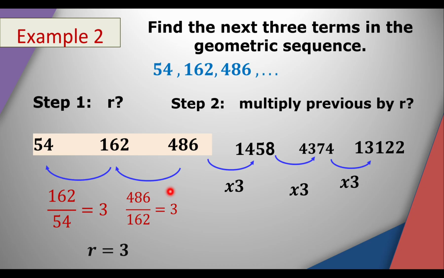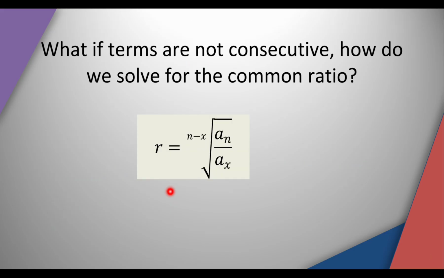13,122. And now we have listed the next three terms in the geometric sequence 54, 162, 486. And these are 1,458, 4,374, and 13,122.